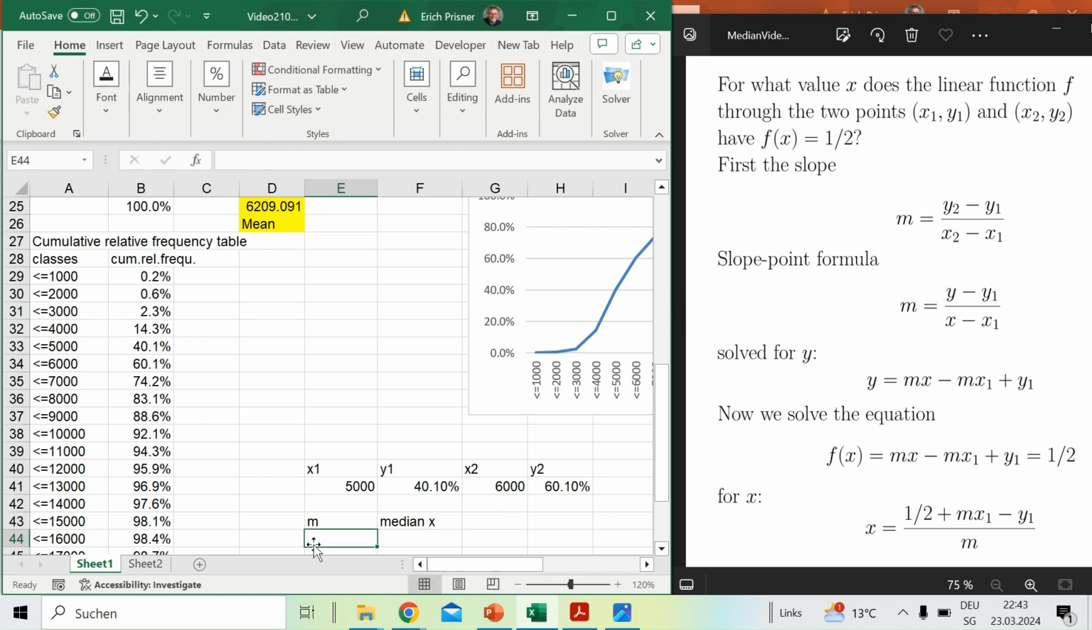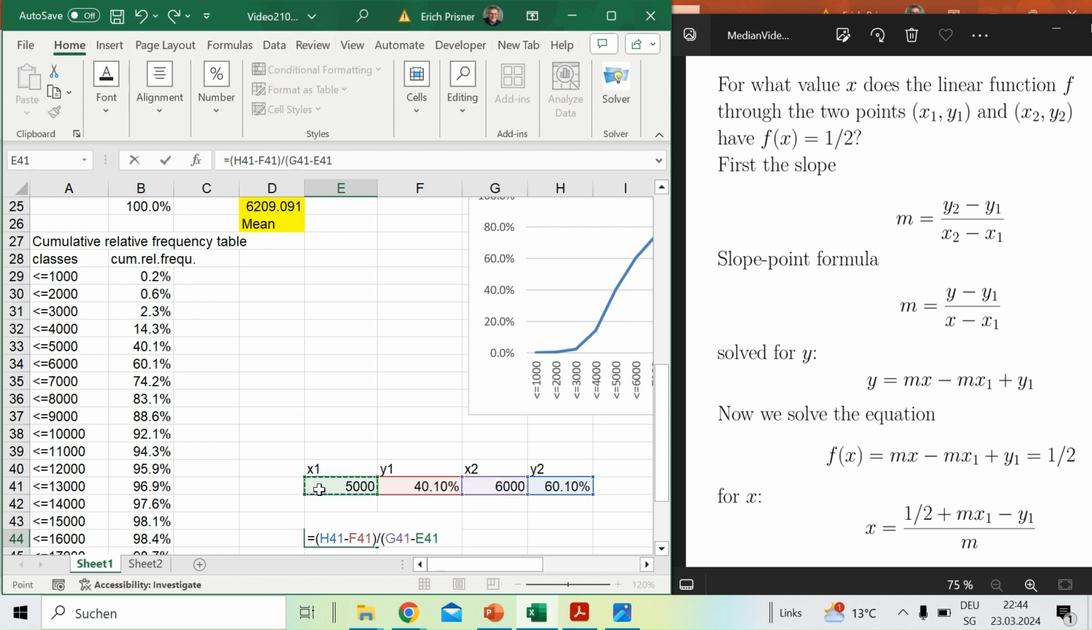And m, well, it's pretty simple. So again, you remember the formula. It's a difference of the y coordinates divided by the difference of the x coordinates. So I write equal. I have to open a parenthesis here because we have a difference divided by a difference. So I open the parenthesis. I click in the values again. So y2 is here, minus y1 is there. I close the parenthesis and I divide by open parenthesis x2 minus x1.